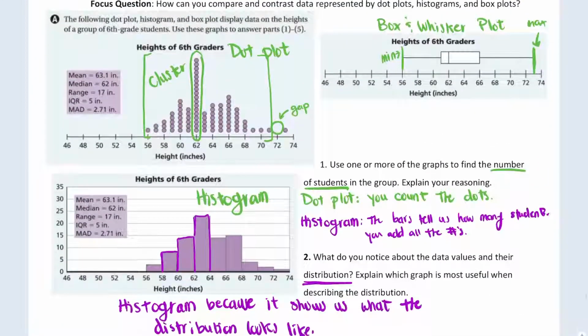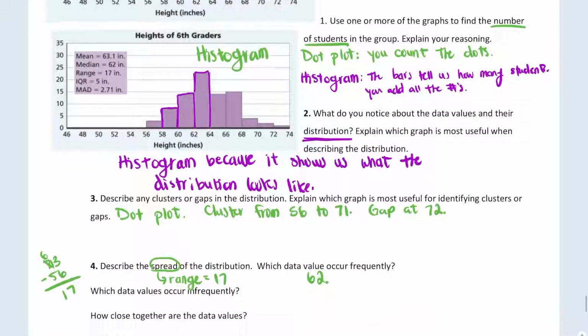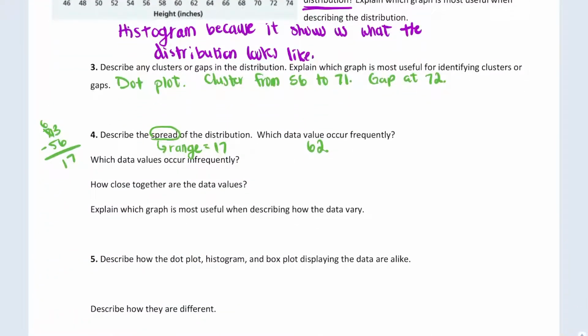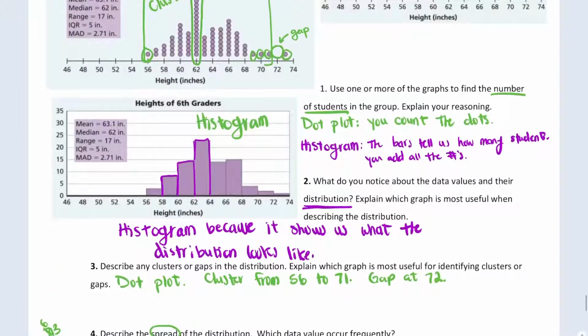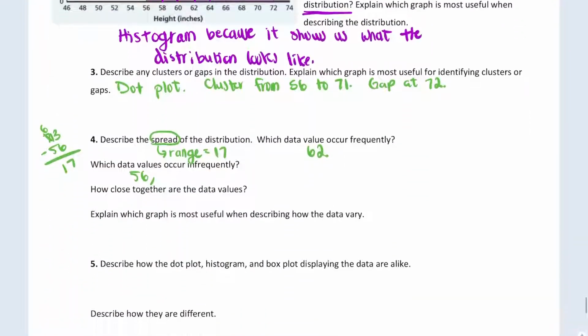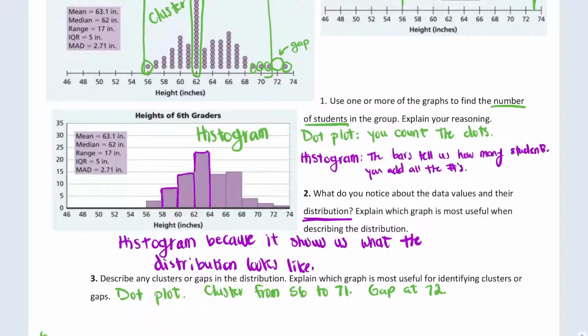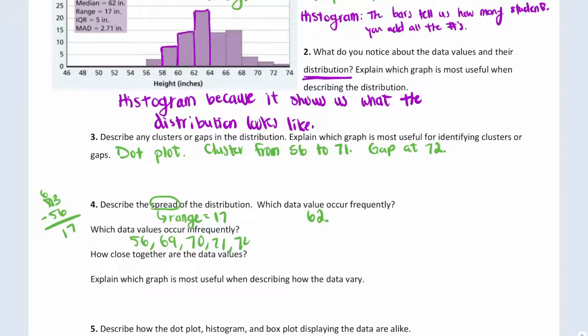Which ones occur infrequently? Well, you might say that all of these little ones occur infrequently, right? So that's 56, 69, 70, 71, and I believe 74. Or no, 73, excuse me.